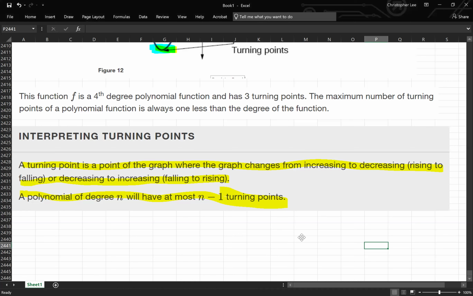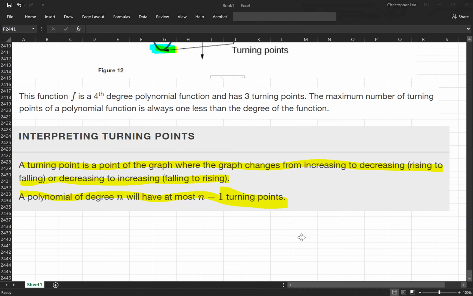Let's say I had a polynomial of degree 5. What's the most amount of turning points that it could have? 4. All right, y'all get the idea.